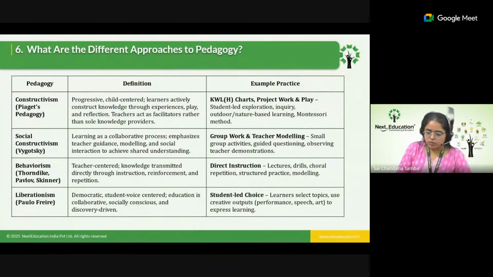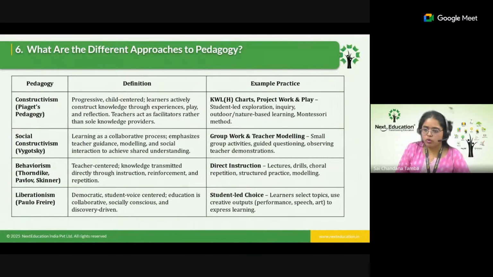Then liberationism. It deals with the democratic aspect, that is, all the students have a say, or it depends on the fact that all the students are a priority. Not all students are treated equally, and everyone is given a preference in this pedagogy. It is student voice centered, collaborative, and socially conscious, especially in social science. We have to make the students more socially conscious based on their environment.